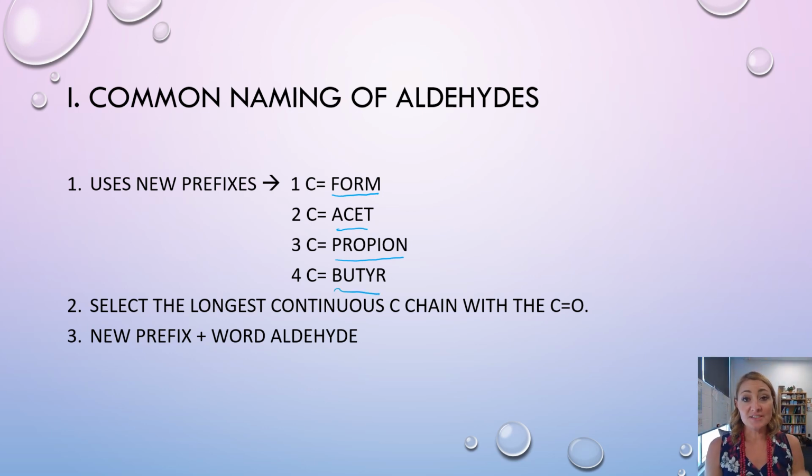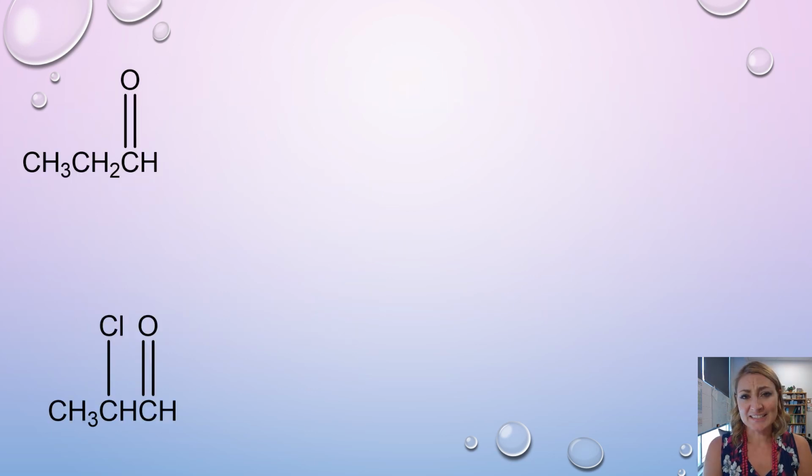So in order to name using the common naming system, you're going to select the longest continuous chain with the carbonyl in it. So this is nothing new. This is what we've done the entire time. So you're going to count how many carbons include that carbonyl, and you're going to use the prefix that we've just learned, 1 through 4, and you're going to add the word aldehyde. So if it's 1 carbon, form aldehyde, formaldehyde. 2 carbons, acetaldehyde. 3, propion aldehyde. 4, butyraldehyde. Let's practice.